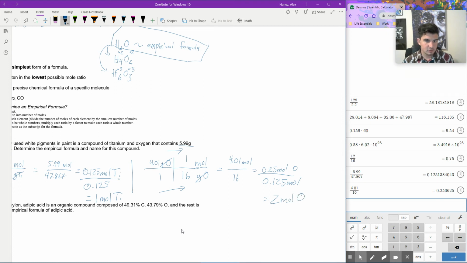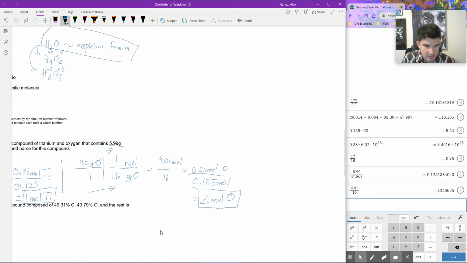And so what this tells me is that for every 1 mole of titanium, there are 2 moles of oxygen, or the easier way to write this would be Ti 1 mole, O2 2 moles of oxygen. So that's all we are doing here.